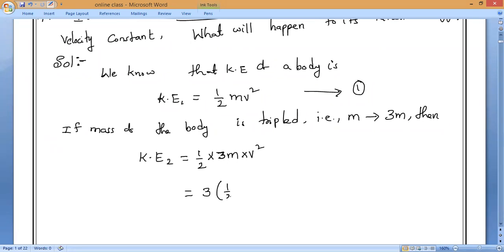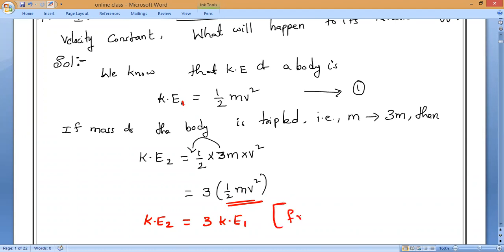So the remaining half mv square I will write. Is it right or wrong? All of you, I'll bring the 3 in front. Will you accept it or not? Now if you notice, this entire term is equal to something. Can you tell me what that is? Harish? Kinetic energy, sir. KE1. So KE2 is equal to 3 times KE1.